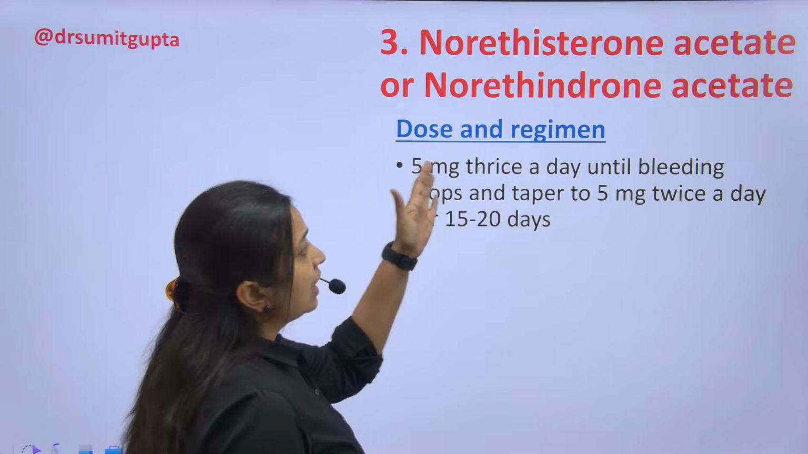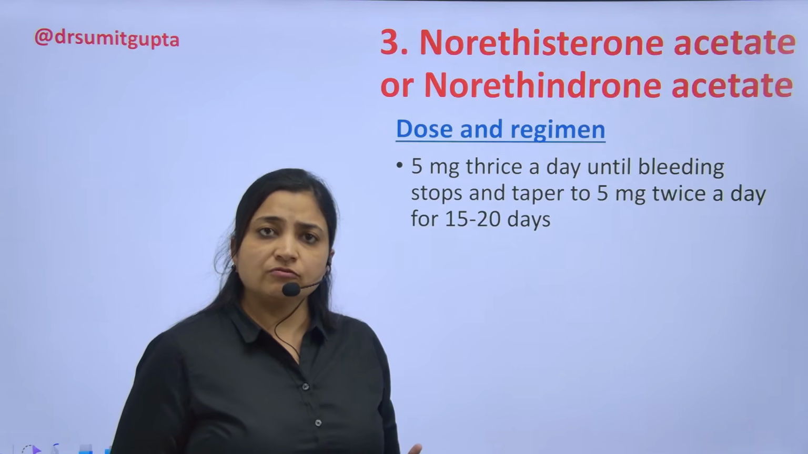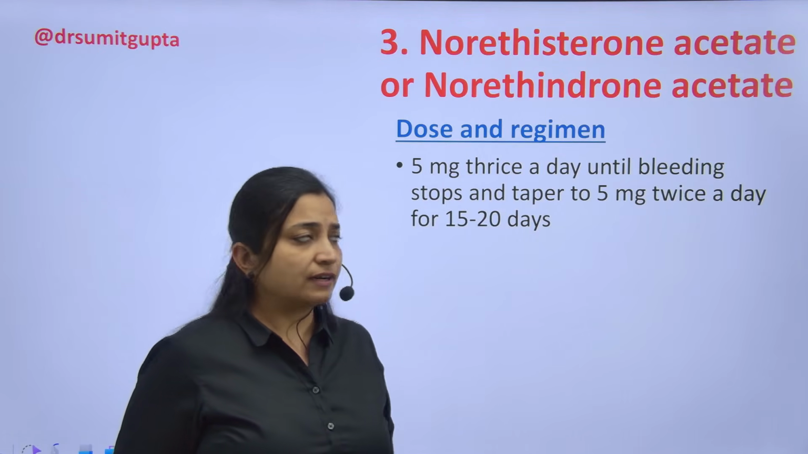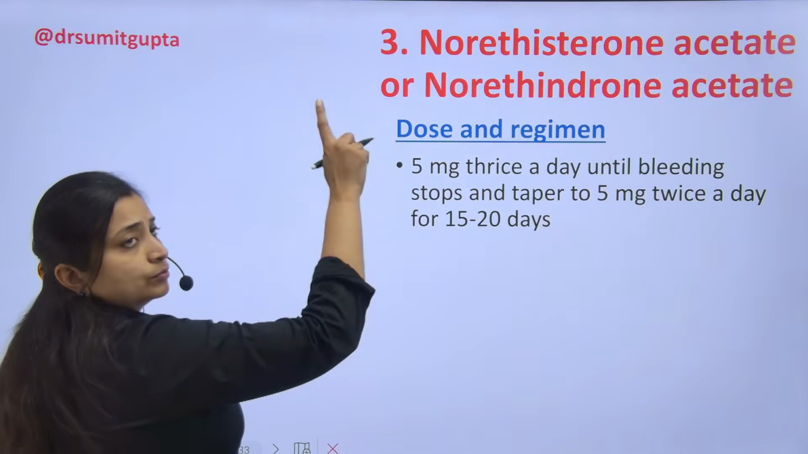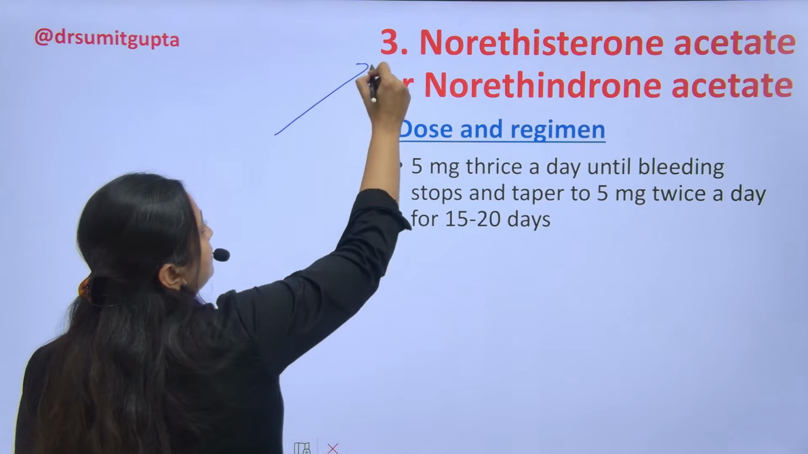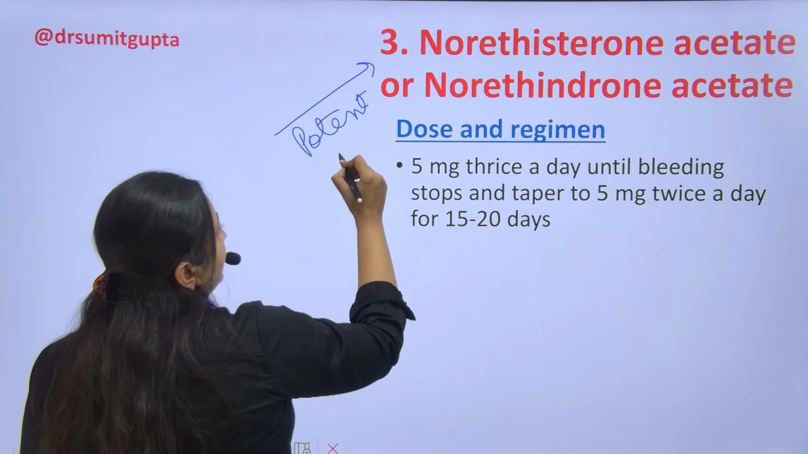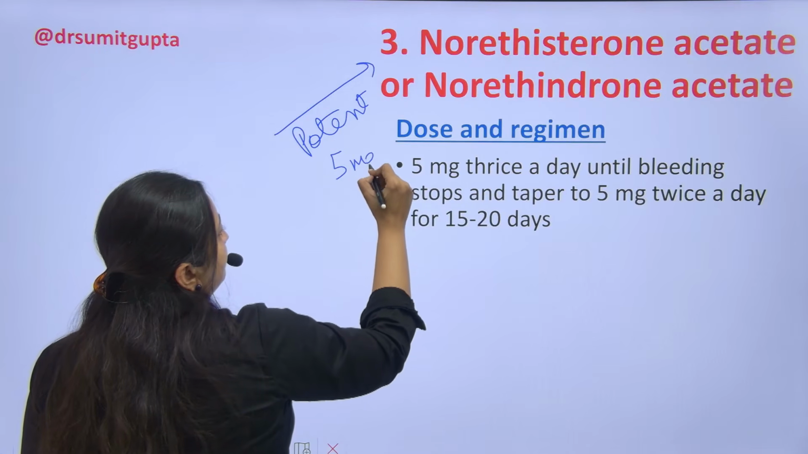Now, if we are going with progesterone, like the patient is having an age risk factor or some cardiovascular high-risk factor, so we will go for progesterone. And this is the most potent progesterone preparation available in the market. It comes in 5 milligram tablet form.